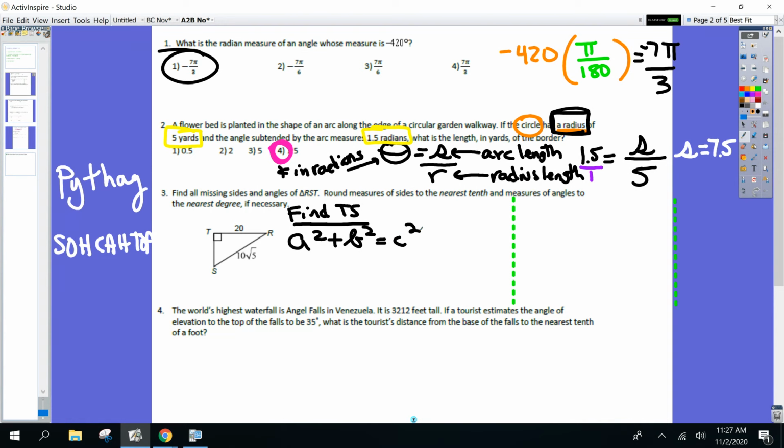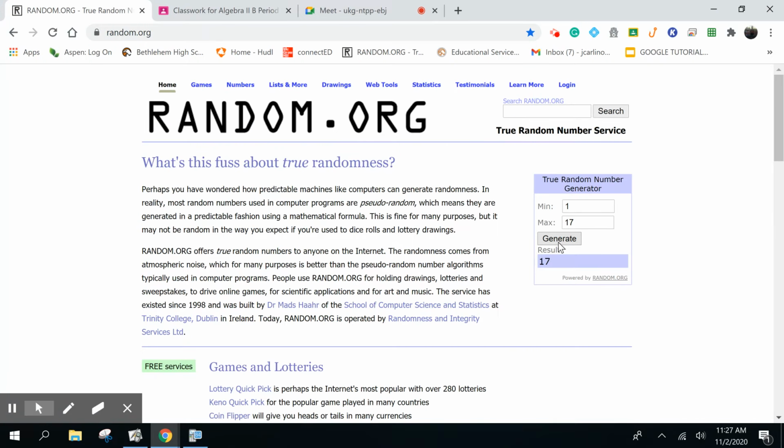A squared plus B squared equals that good old C squared. Can you guys plug them in for me now? Where's the 20 go? Where's the 10 radical 5 go? Where's the variable I'm solving for? Here you go. Plug it in now. Tell me what to plug in. Donovan, tell me what to plug in.